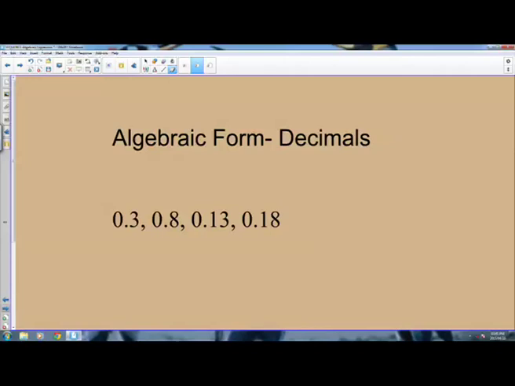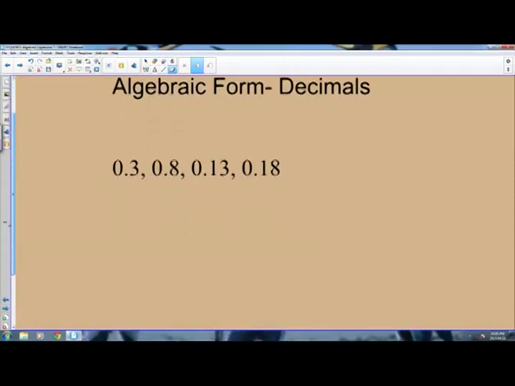We've got 0.3, 0.8, 0.13, 0.18. This is a sequence of decimals. And then the question is, how do we find an algebraic form for this? Remember, we are saying 0.3, 0.8, 0.13, 0.18. These are terms within the sequence. And then also note that 0.3 is at the first position, 0.8 is at the second position.